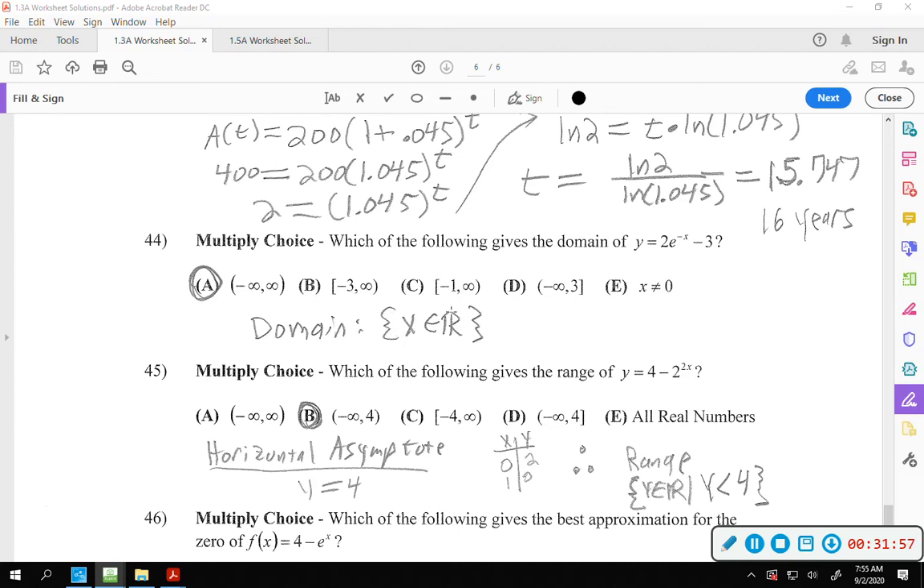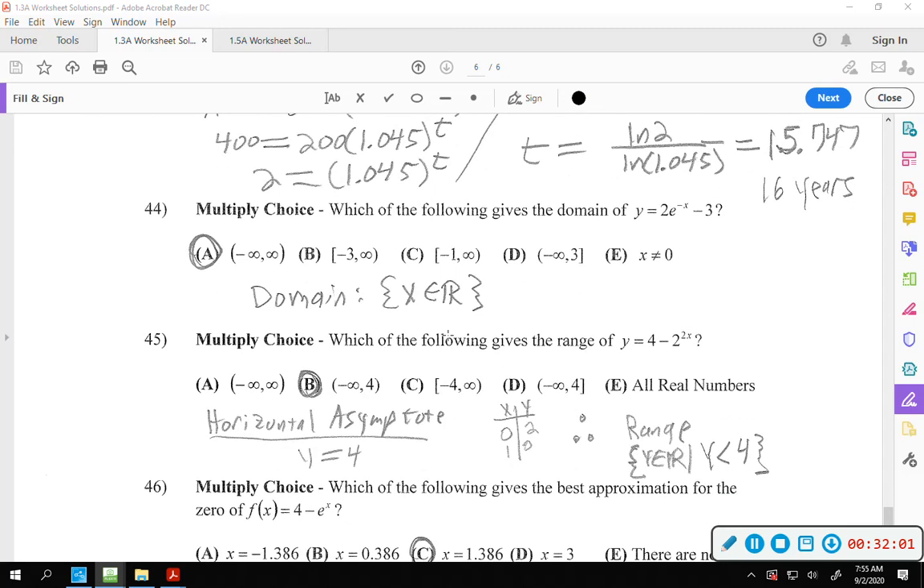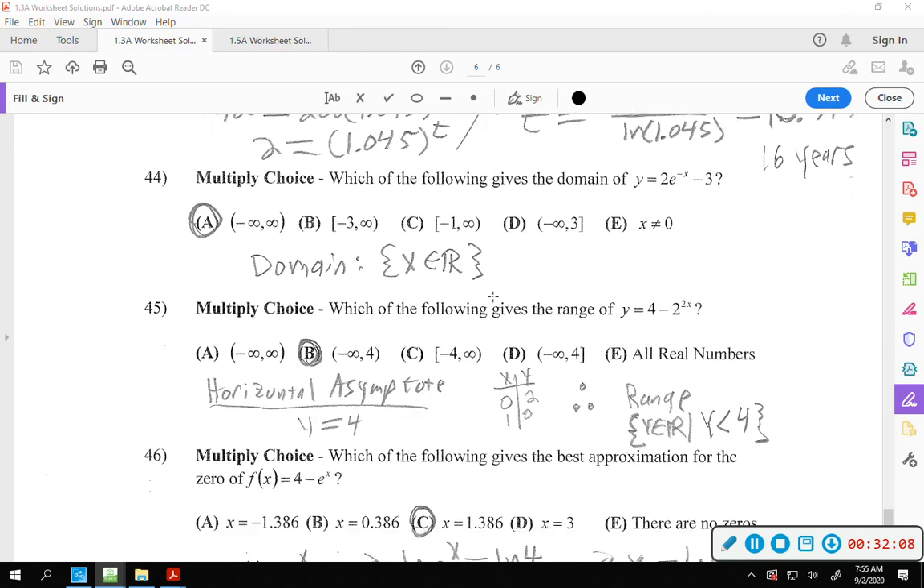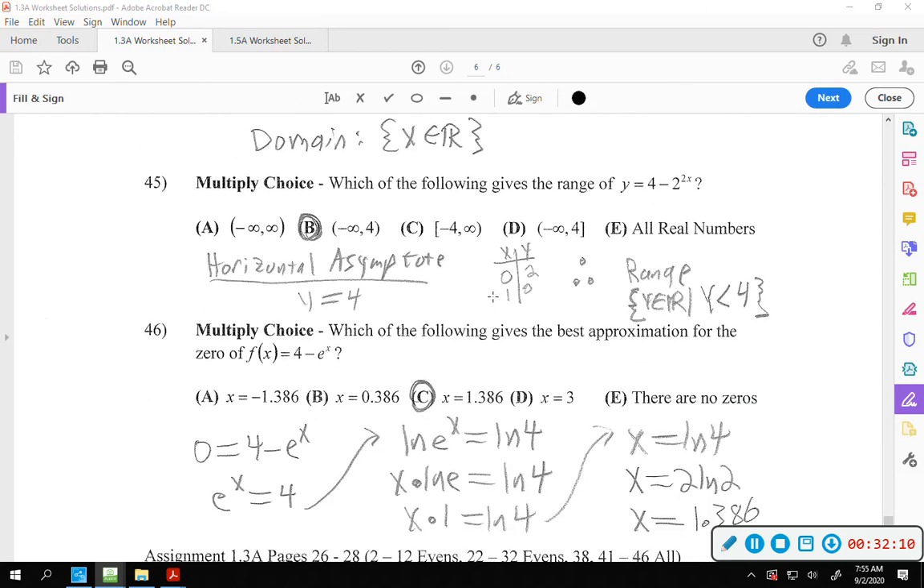Eventually we'll be able to drop the set part of this and just write x is an element of all real numbers. Or write out all real numbers. Do not put ARN as an abbreviation. It will be marked wrong just because I've never seen it on any rubric for the AP test.